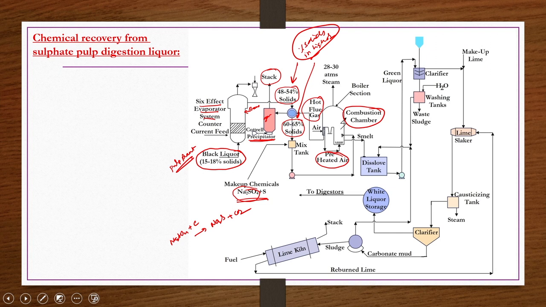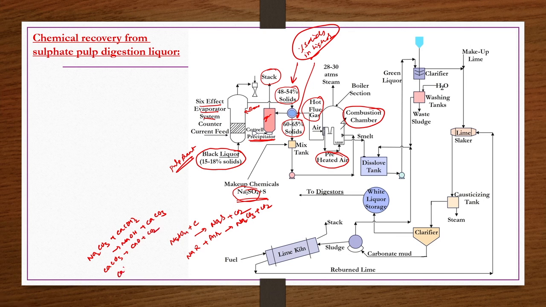In the smelter, other reactions also take place. Let us say NaR, which is nothing but lignin salt, will react with the preheated air to give Na2CO3 plus CO2, etc. In the subsequent causticizing section, other reactions take place, where Na2CO3 reacts with calcium hydroxide to give NaOH plus calcium carbonate. This calcium carbonate will decompose into calcium oxide plus carbon dioxide. Calcium oxide further reacts with water to give calcium hydroxide.